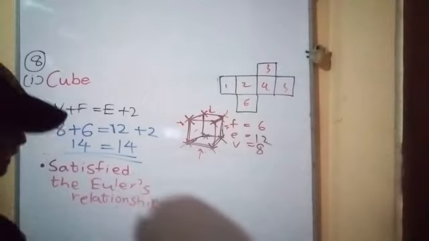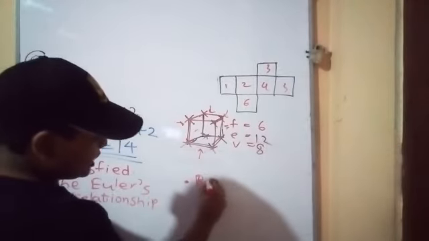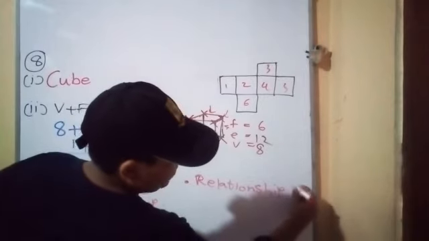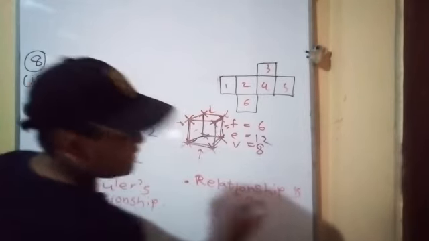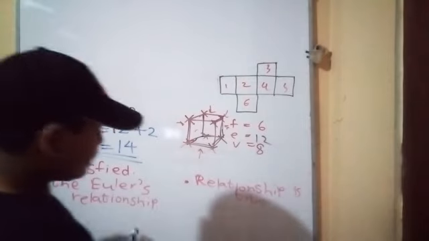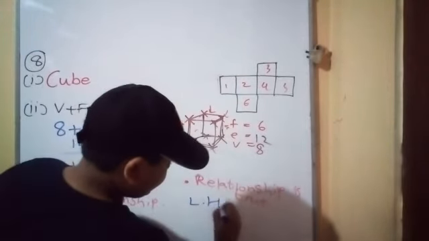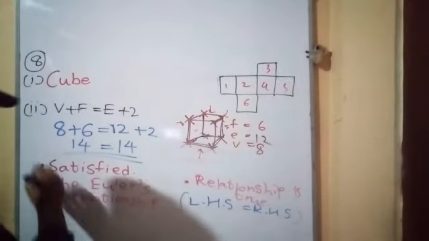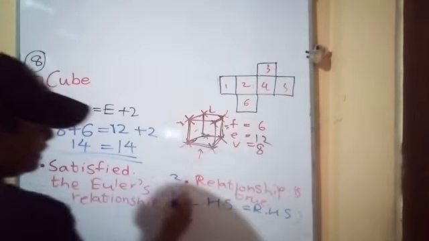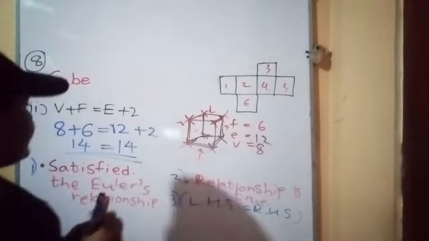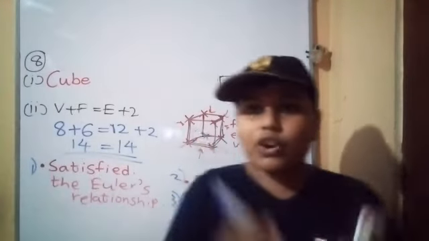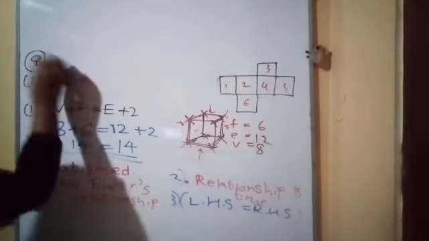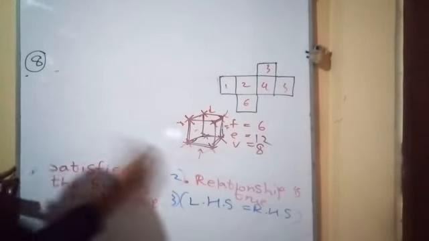You can write like this: the relationship is true. So you can write these reasons also. You want to write left hand side equal to right hand side. These are 3 reasons, and you want to write that answer. Now let's move to the third sub question.